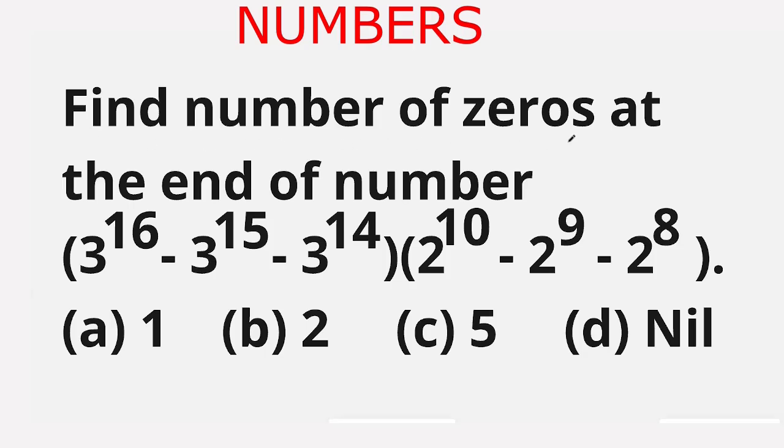Find the number of zeros at the end of the number (3^16 minus 3^15 minus 3^14), all in one parenthesis, multiplied by, in another parenthesis, (2^10 minus 2^9 minus 2^8). And the given options are option A 1, option B 2, option C 5, option D nil.